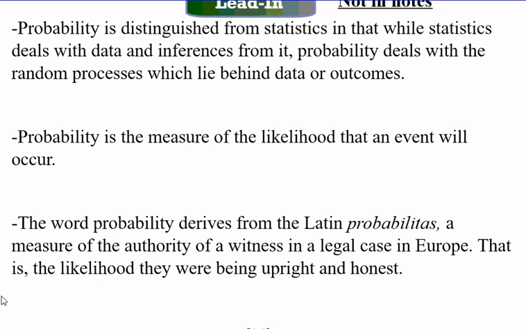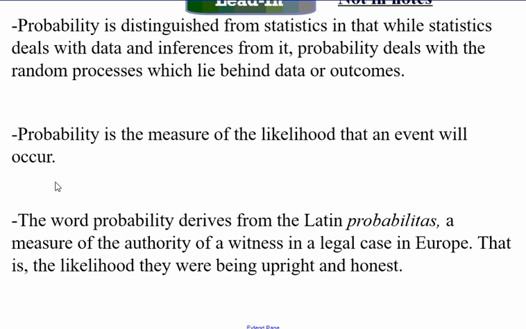Just some etymology for you. The word probability comes to us from the Latin word probabilitas, which is a measure of the authority of a witness in a legal case in Europe. So it was used to measure how honest and upright the person was in terms of being able to give their case. So that's some background information in regard to probability.